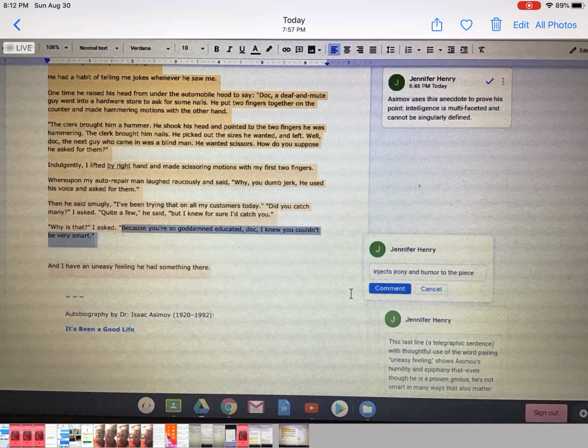That's called a telegraphic sentence. It's interesting because visually it's set apart. It's a paragraph on its own, and it is a place of prominence in the essay because it is the very last thing that we read. And so over on the right, I said, this last line, a telegraphic sentence with thoughtful use of the word pairing uneasy feeling, shows Asimov's humility and an epiphany. An epiphany is like an aha or a realization that even though he's a proven genius, he's not smart in many ways that also matter.